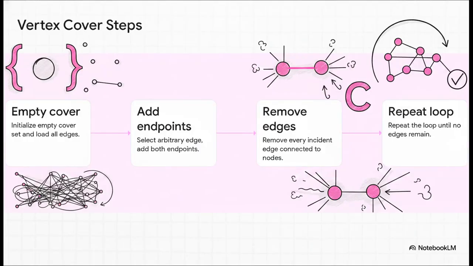Let's step through the algorithmic loop together. First, we initialize an empty set for our cover, let's call it C, and we load in all our edges. Next, we select a completely arbitrary edge from the pile and add both of its endpoints to our cover set C.